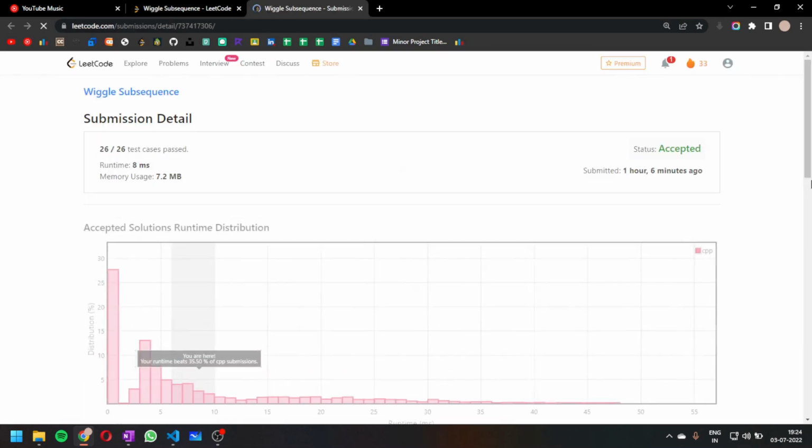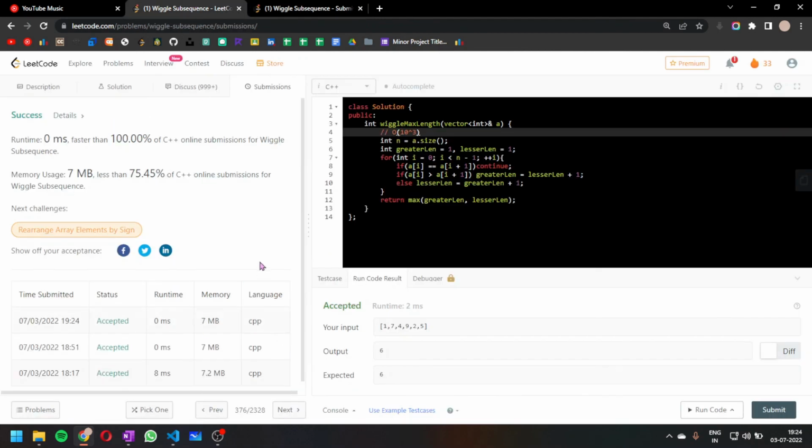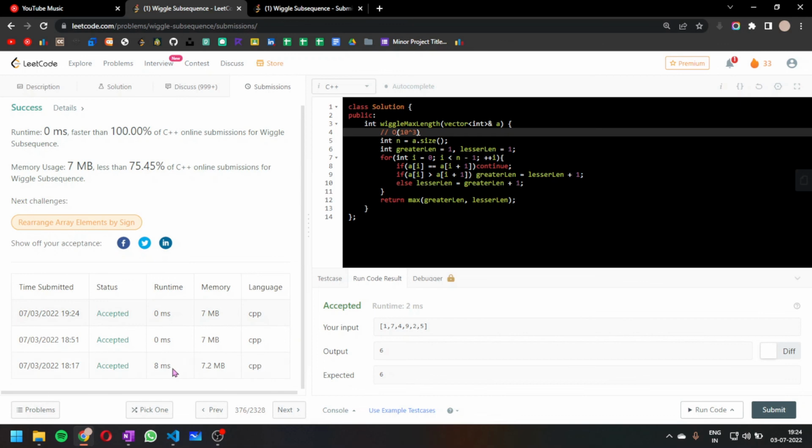I have also done another solution. In this, I initially stored all of the differences in an array, and then I looked at those differences to check whether the value is positive or not. But in this I was using another loop, one extra loop. That's why I was getting 8 milliseconds, and here I am only getting 0 milliseconds. Okay, so this is it.